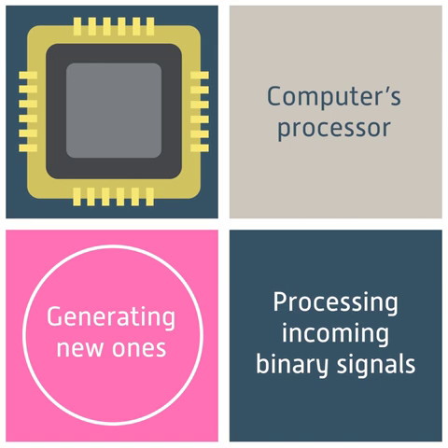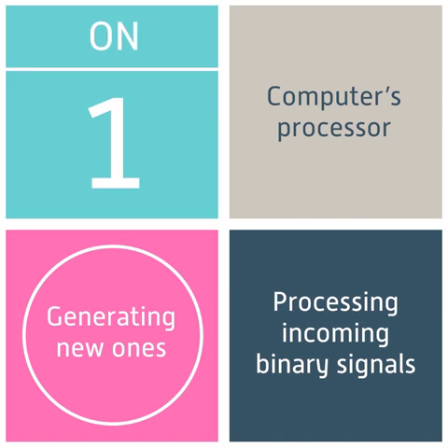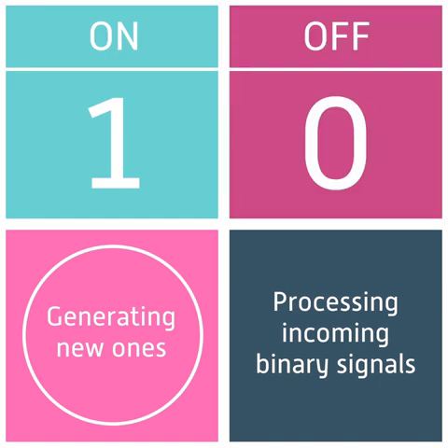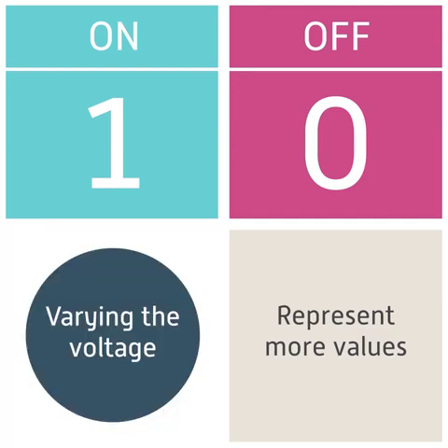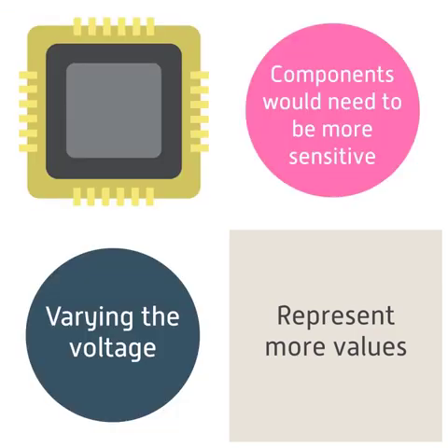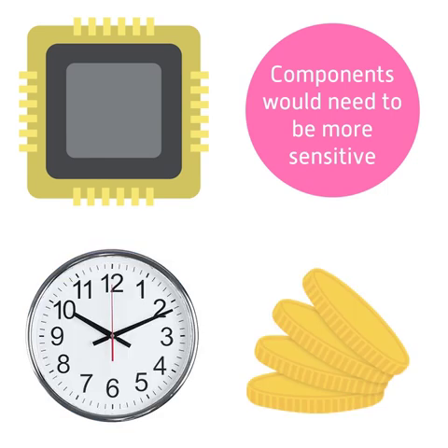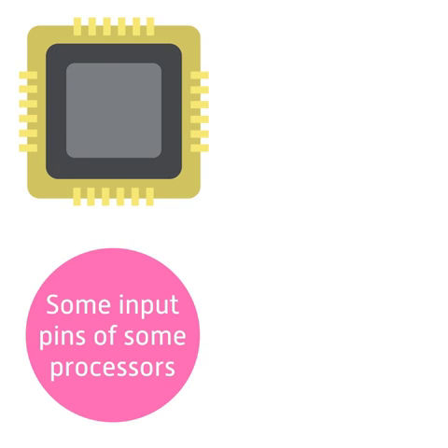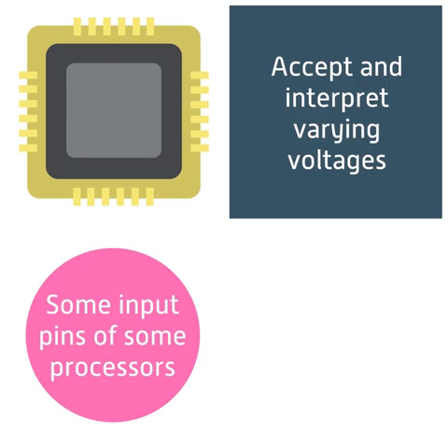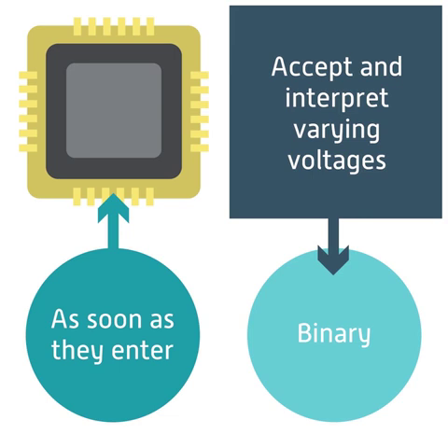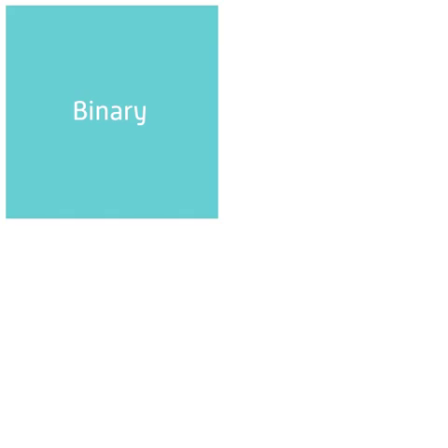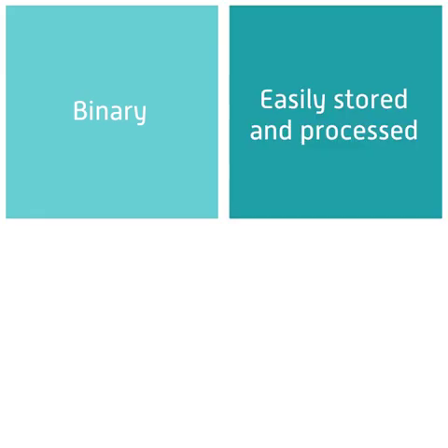This system works because those signals are, at any time, turned on to represent a value of 1 or off for 0. If the inputs and outputs could represent more values, perhaps by varying the voltage, the components of the processor would need to be more sensitive, more expensive, and considerably slower. Actually, some input pins of some processors can accept and interpret varying voltages, but those signals are converted to binary as soon as they enter the processor. So, binary exists because it can be easily stored and processed using a computer's various components.